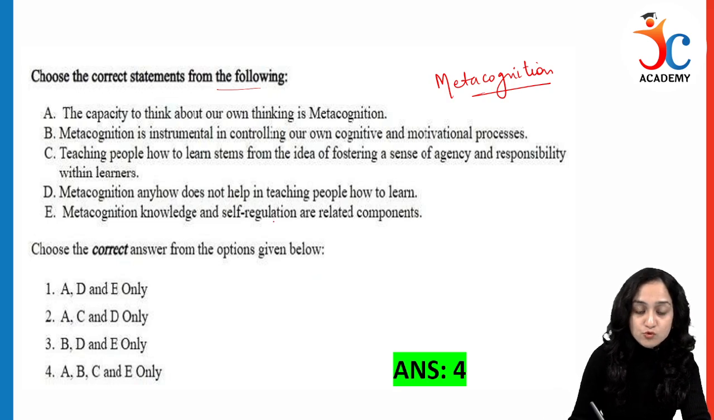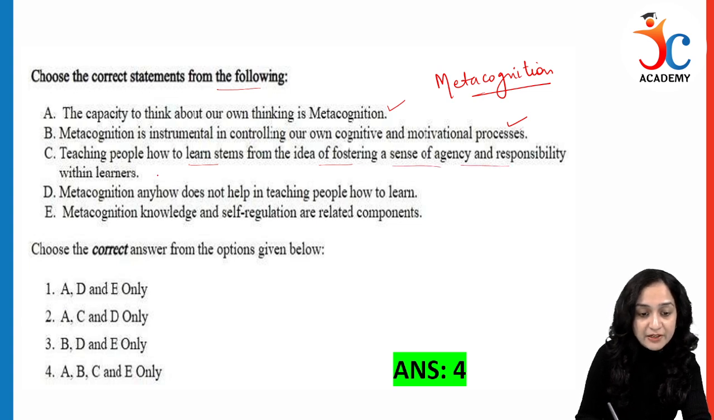So we have to choose the correct statements. The capacity to think about our own thinking is metacognition. Correct statement. Metacognition is instrumental in controlling our own cognitive and motivational process. Correct. Teaching people how to learn stems from the idea of fostering a sense of agency and responsibility. Correct.